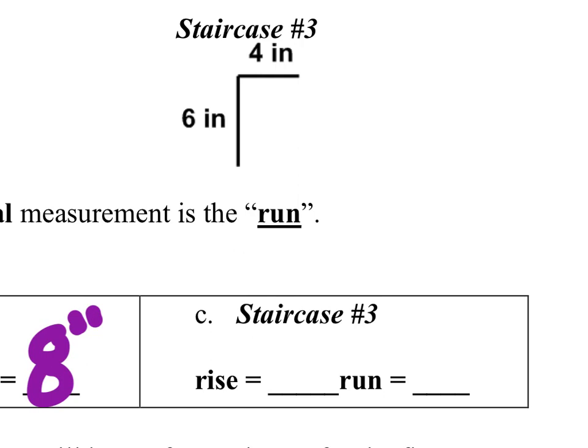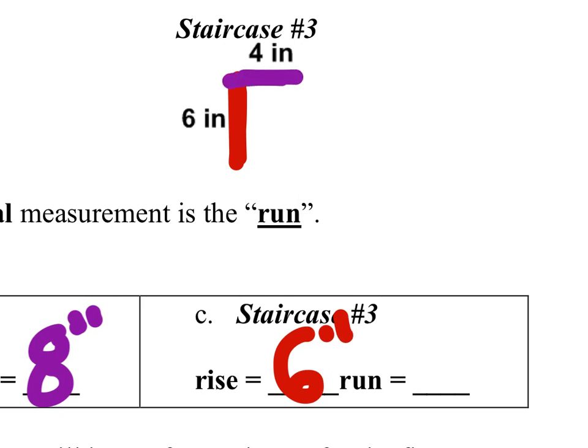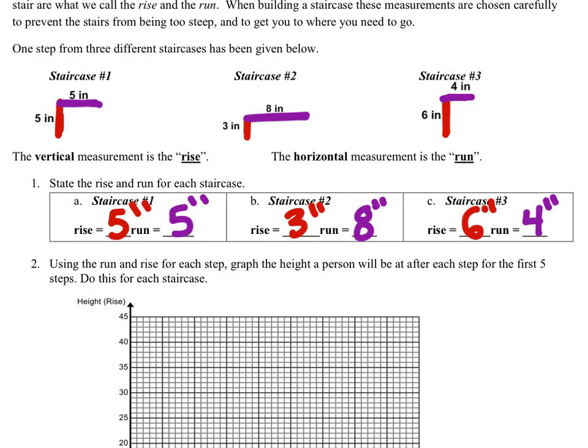Here we got a rise, which is the up and downness of the step, at 6 inches. And then the run right here is at 4 inches. All right, so there's our staircase steps, whatever you want to call them. Which of these do you guys think would be the steepest of them all?